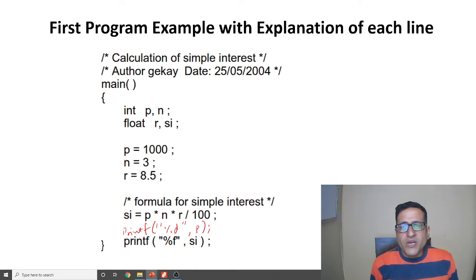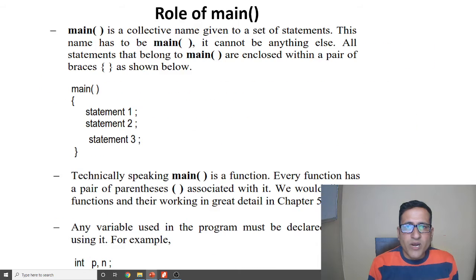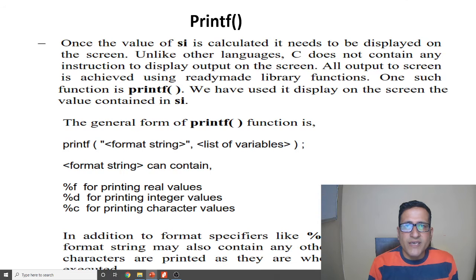In this way we can print the principal. If we want to print the number of years, we will write here n. If we want to print the rate of interest, we will write here only R. Instead of it we will use the R. So this program is explained in these slides.